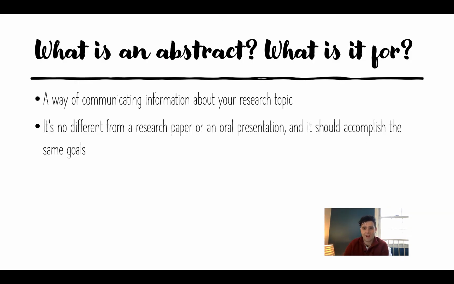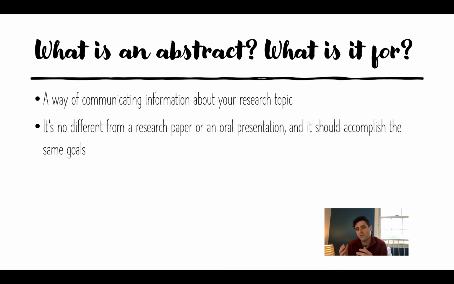Quickly, what is an abstract and what is it for? So, an abstract is just like a research paper or an oral presentation. It is a way of communicating information about a research topic. It is a way of presenting the information that you found in your research to an audience, therefore it should accomplish the same goals that a full-length research paper or an oral presentation might.